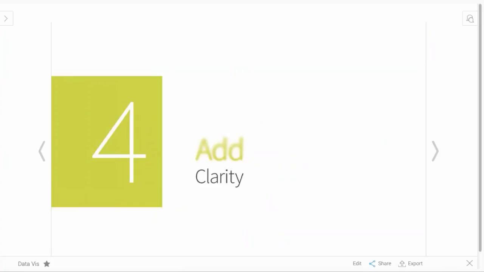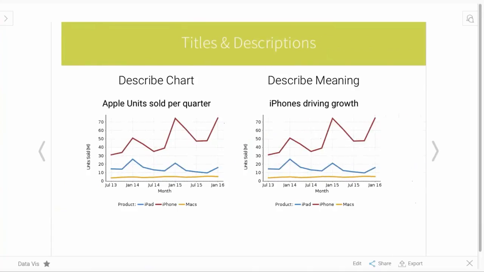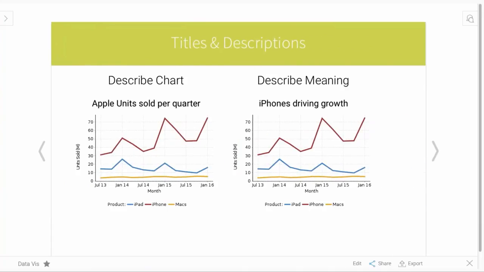Okay, so we've encoded meaning into our charts, we've chosen the best chart type, and we've correctly formatted our charts. The next step is adding clarity and giving your charts even more meaning, starting with titles and descriptions, which are very important. The reason they're important is that they frame the story and the purpose of what your charts mean. In other words, they tell us what we're looking at.